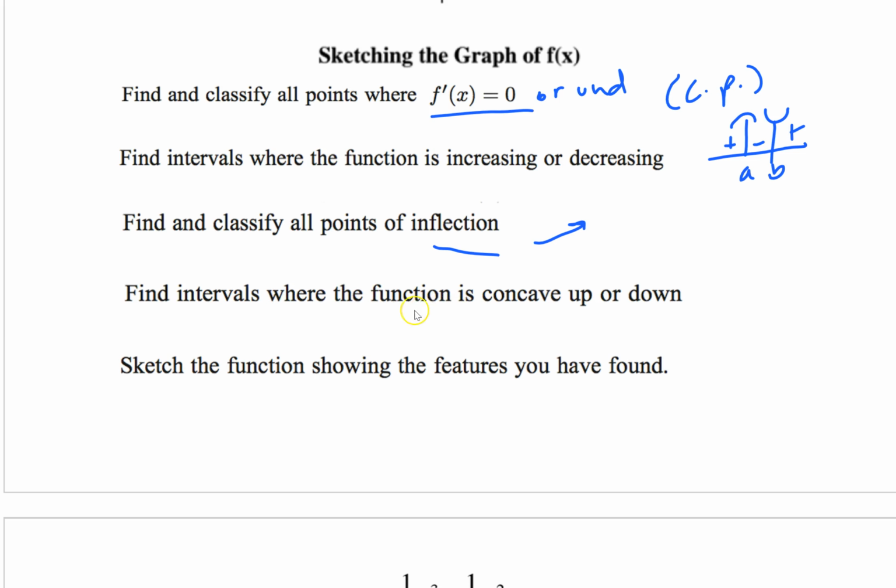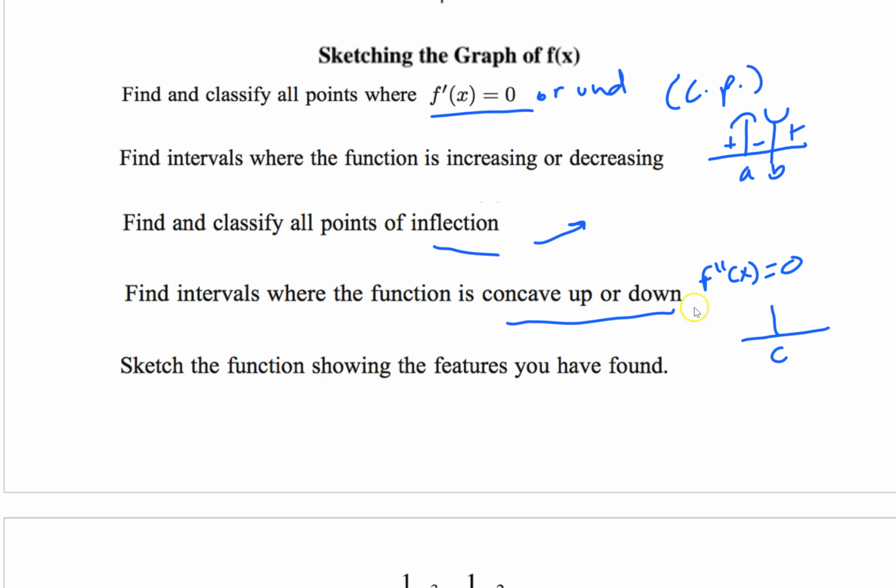Find intervals where the function is concave up and concave down. Remember, this is the second derivative, right? So we're going to do the second derivative. We're going to set that equal to 0 and do a sign chart. Keep in mind when we do our sign charts, when we do our test points, we plug them into that derivative. So if I'm doing a sign chart for the second derivative, I plug my test points into the second derivative. I do a sign chart for my first derivative, you plug it into the first derivative.